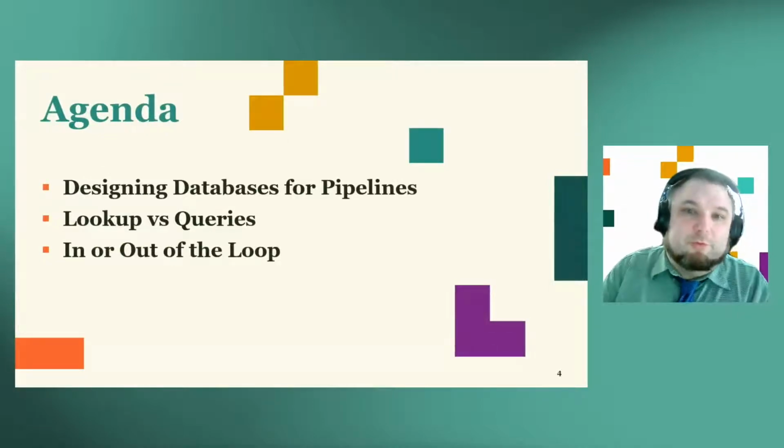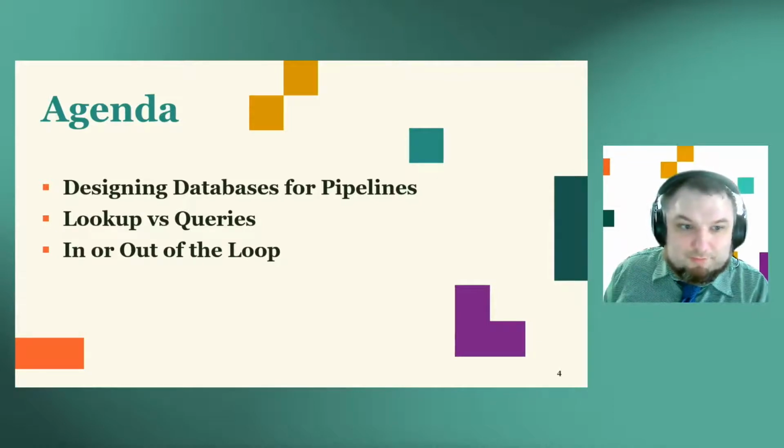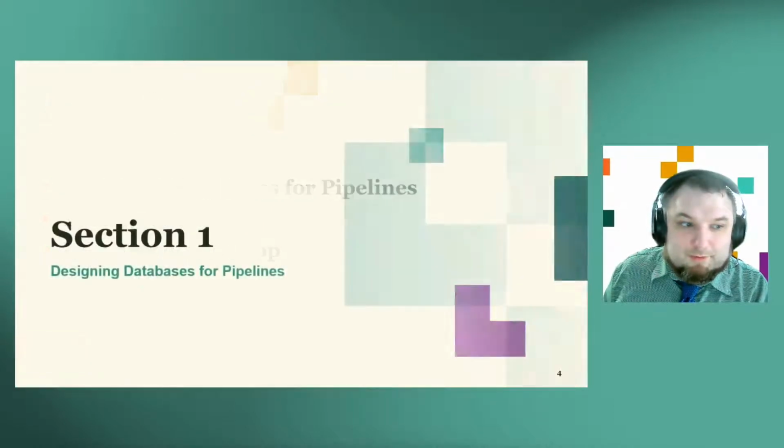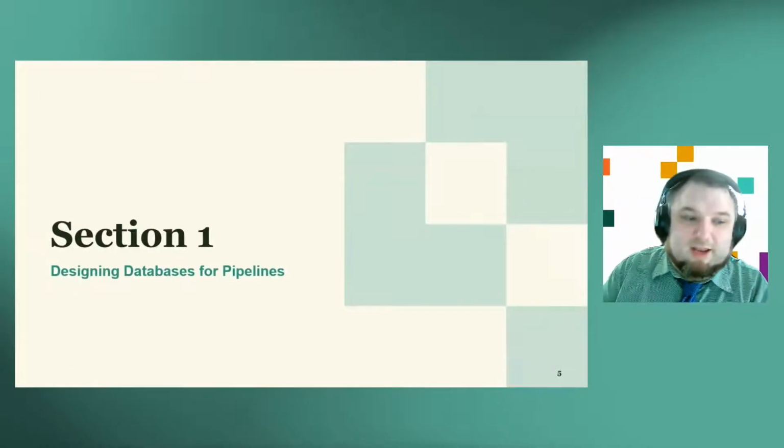We're going to go over this with three separate sections: designing databases for pipelines, exploring the differences between lookups and queries, and what it means to be in or out of the loop. First section is designing databases for pipelines.